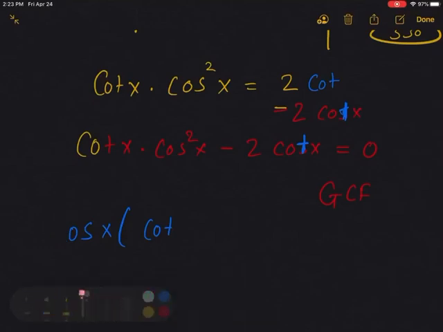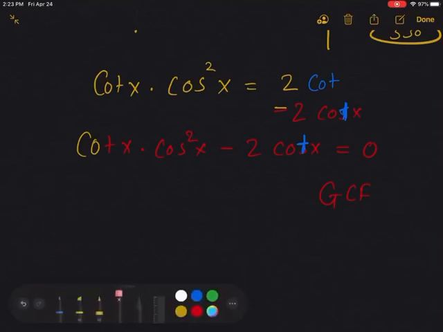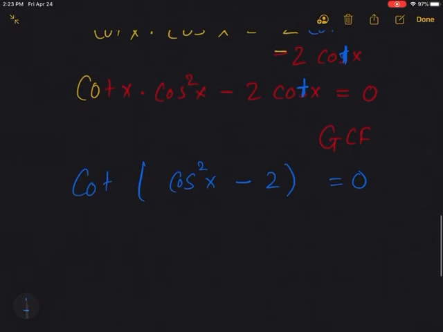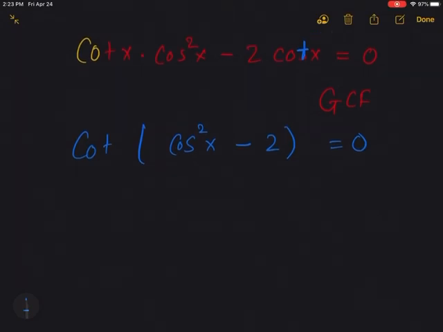They have cotangent in common. So I would factor out cotangent. This would leave you with cosine square x minus 2. Basically, what I've just done is factor the expression. Once you get the factors, you just have to set each factor equal to 0 and solve. So first factor, cotangent x is equal to 0. Second factor, cosine square x minus 2 is equal to 0.